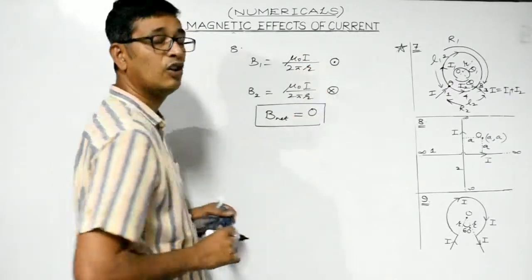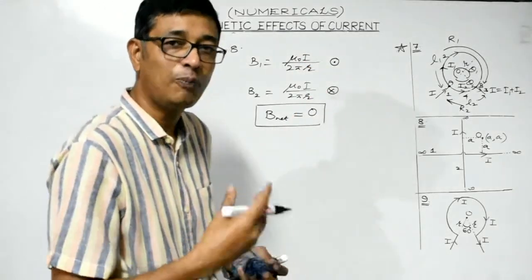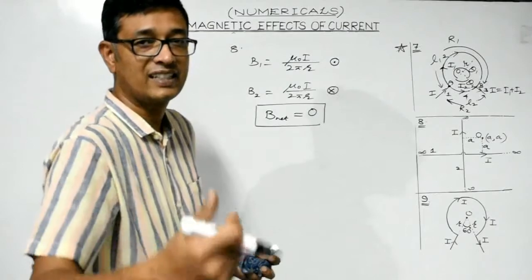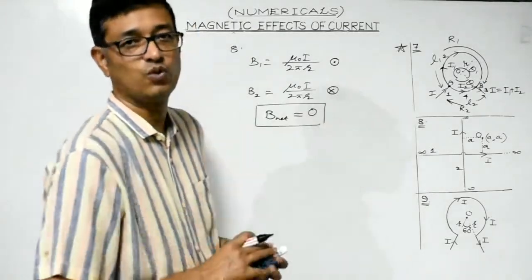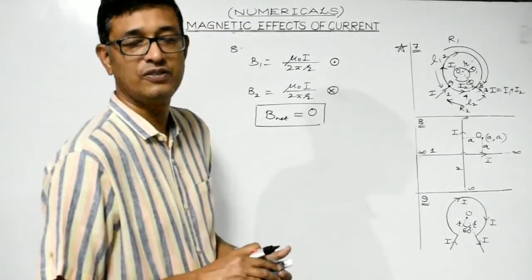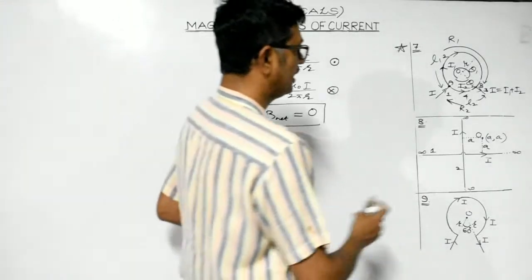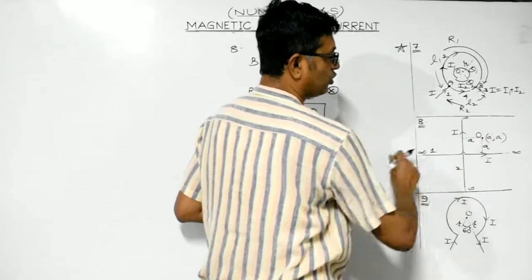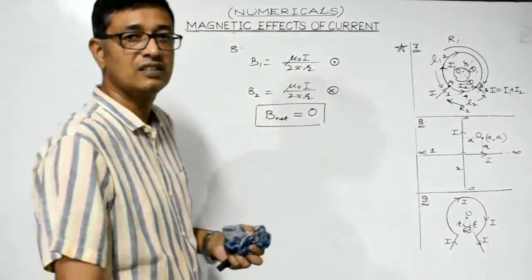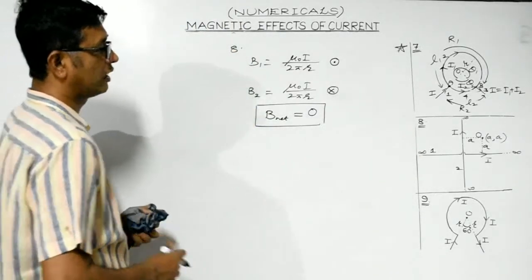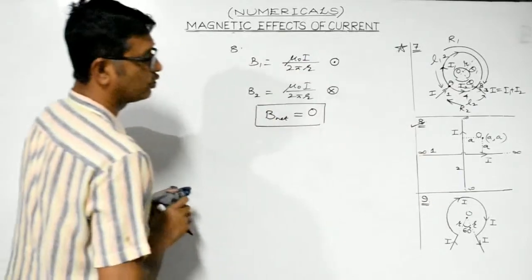Because these two are of equal magnitude but oppositely directed. One directed inwards, the other one directed outwards. So they will tend to cancel out the effect of each other, right? So the net magnetic field at point O due to these two straight infinitely long conductors is 0. Okay, let's proceed to the last one, ninth question.